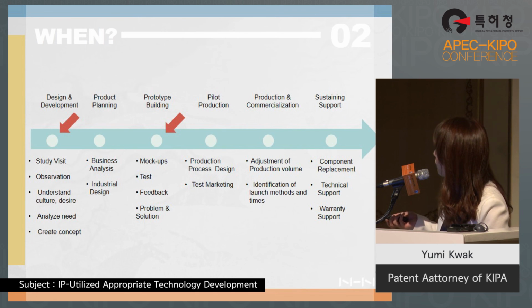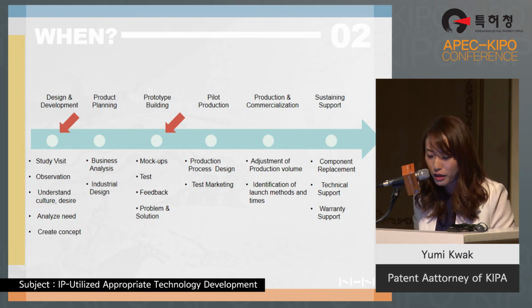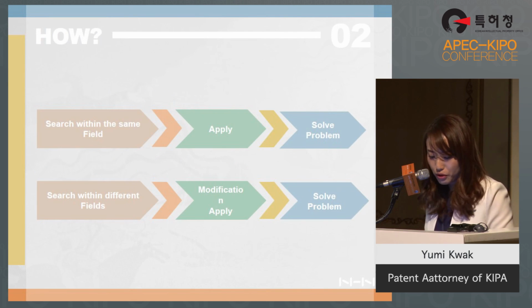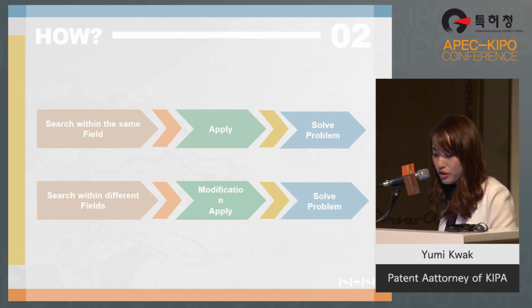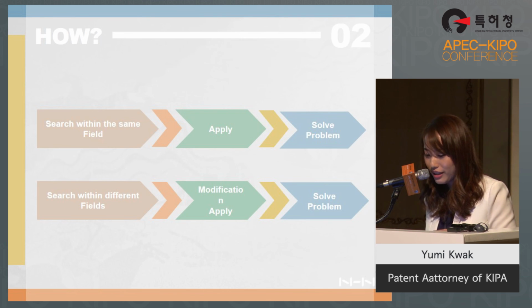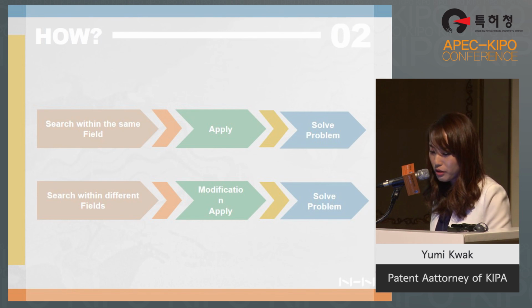Then how can you utilize patents? To put it simply, you can utilize patents in two ways. You can search within the same field of where you are attempting to solve the specific problem. In this case, you must check the expiration date so that infringement issues do not occur. Second, you can apply the problem-solving principles through searching within a different field. So let's take a look at each way one by one.